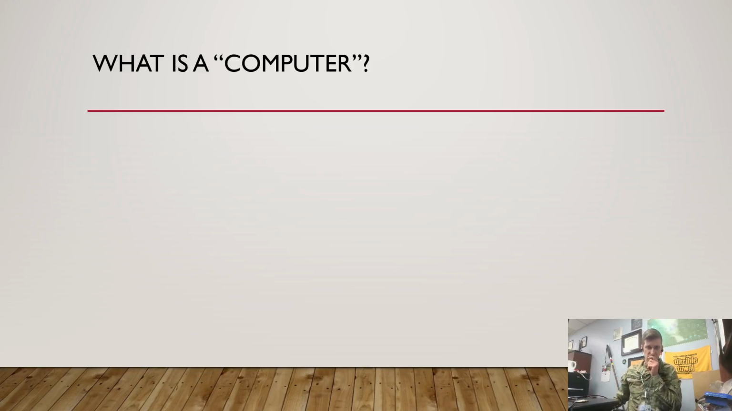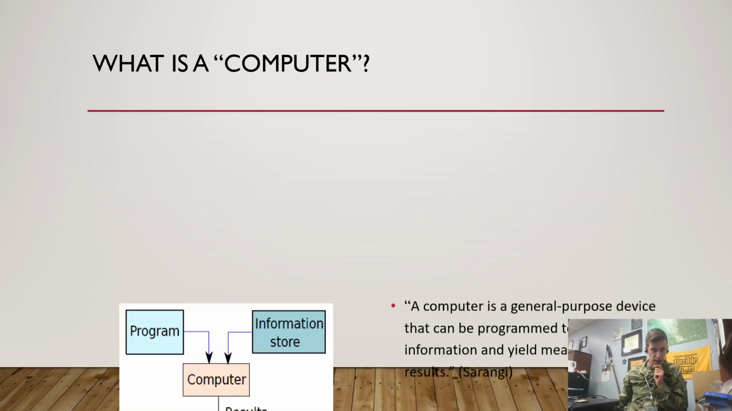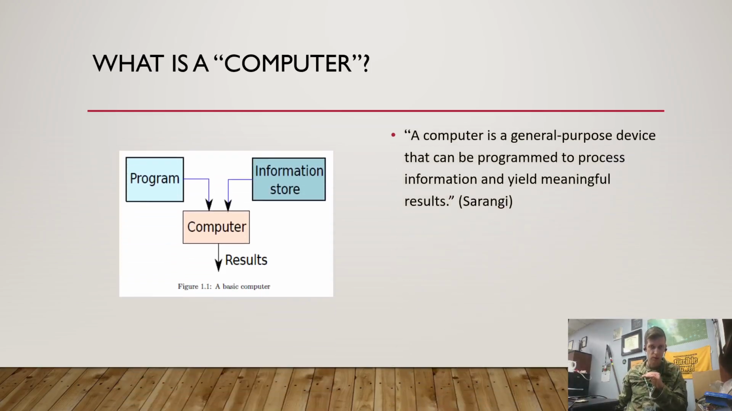Okay, so if we take a first stab at defining a computer, we get a helpful definition in the companion book, Basic Computer Architecture. The author says a computer is a general purpose device that can be programmed to process information and yield meaningful results. You can see a little example graph here on the left. Our computer is the thing in the middle that takes in two types of inputs, a specific program that tells it what to do, and the data or the information that it's operating on, and the output of that is going to be some result.